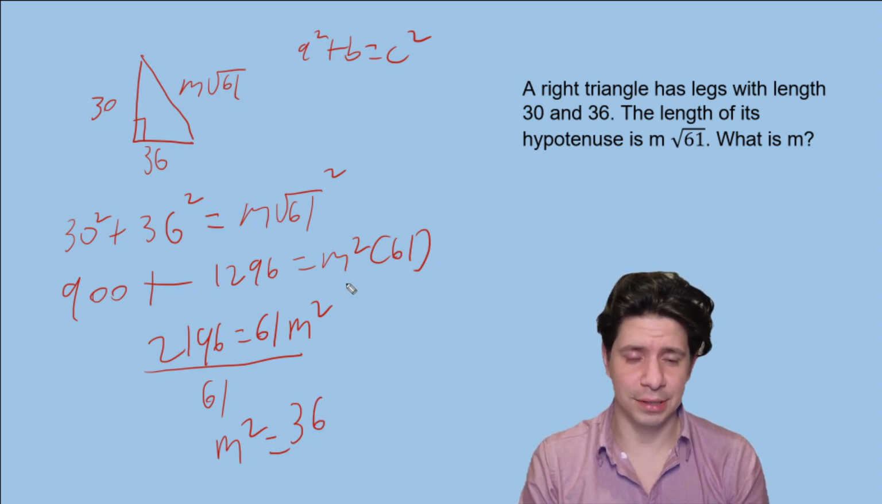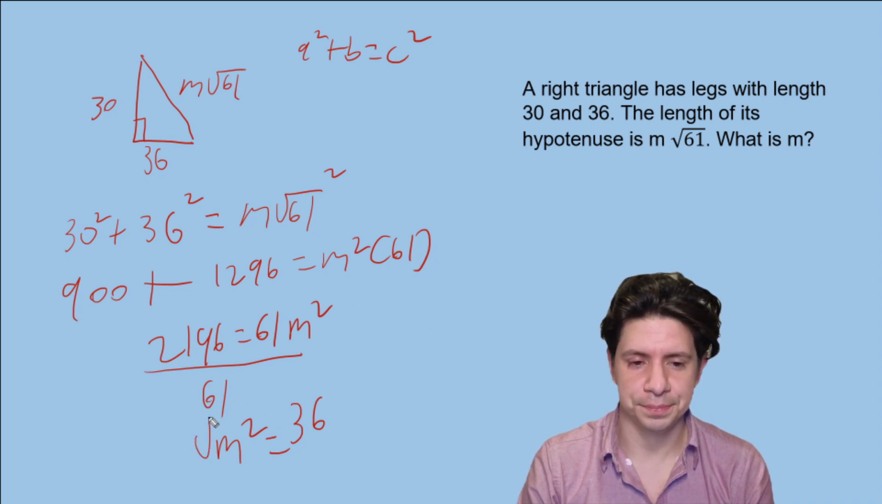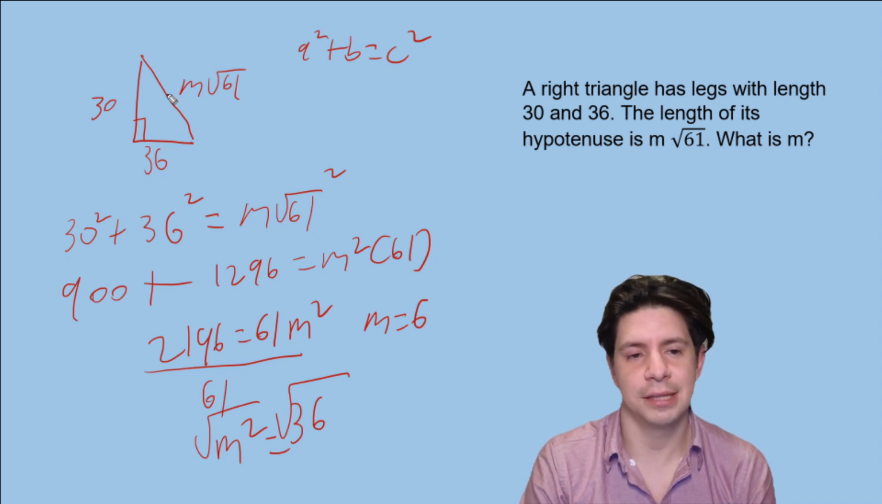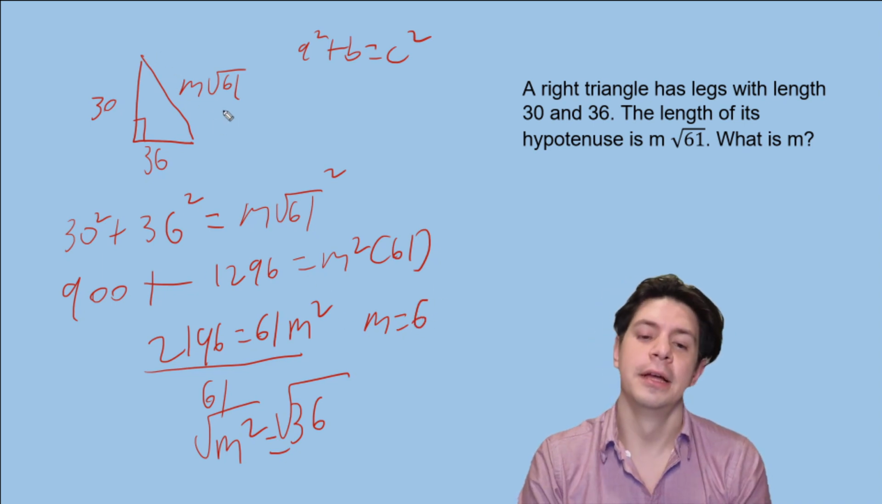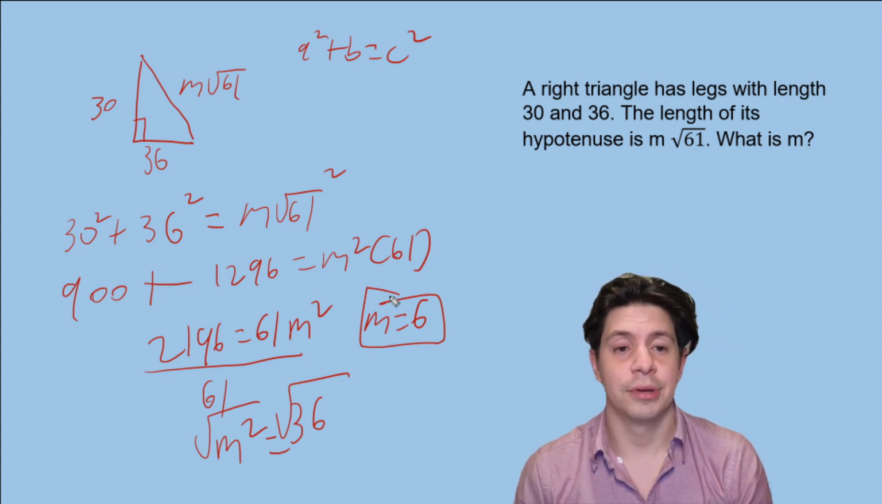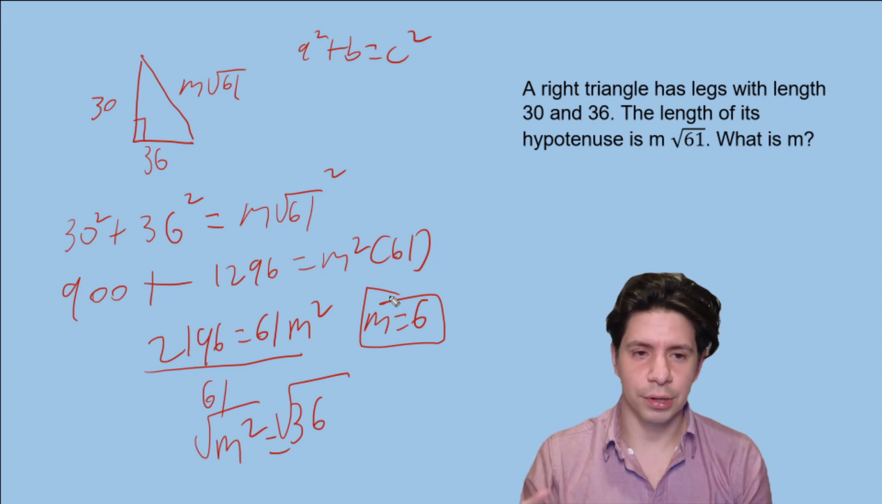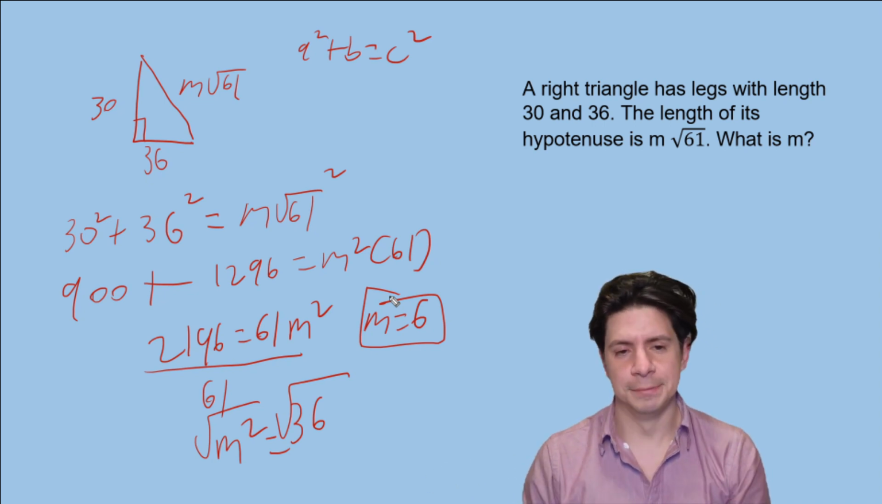That's why the 61 worked so well, and then you can just square root both sides. And you'll get m equals 6. It could be -6, right? But that doesn't actually work because you want a positive for a side length, so m is 6. So again, not too bad of a question. It's all about knowing how to work things through bit by bit.